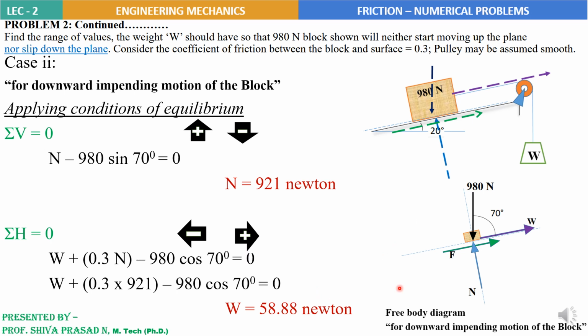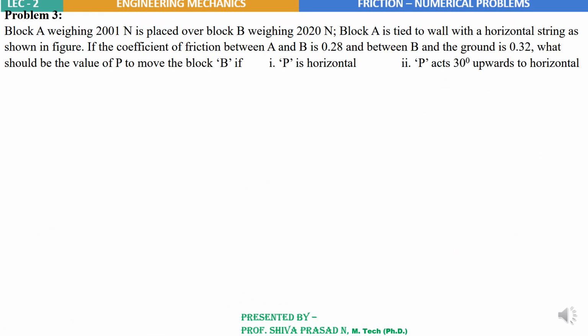That is, in the previous case, we got W to be a higher value, and in this case we have got W to be a lower value. So with this knowledge, let's move on to a much more complicated problem, problem number 3. This problem will have one block over another block.